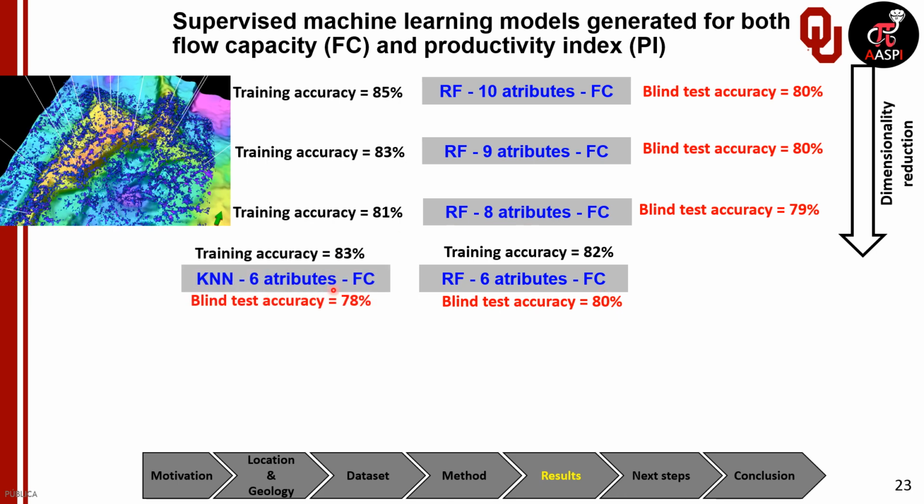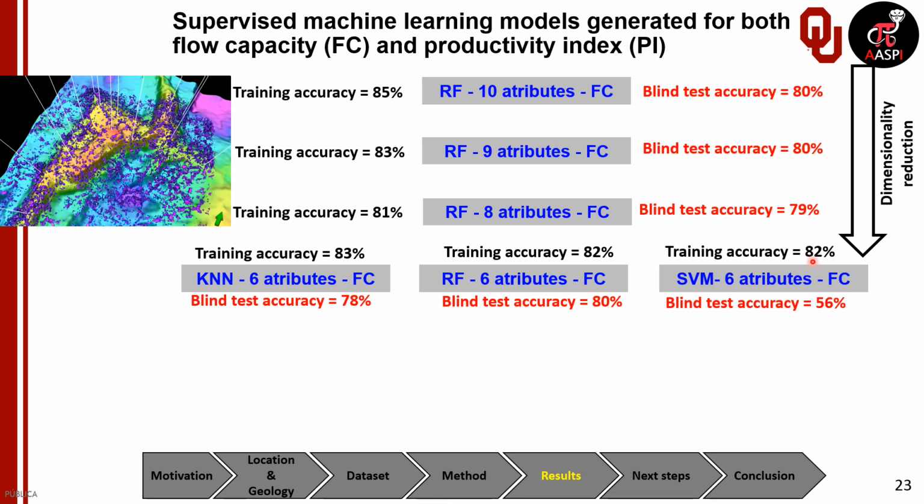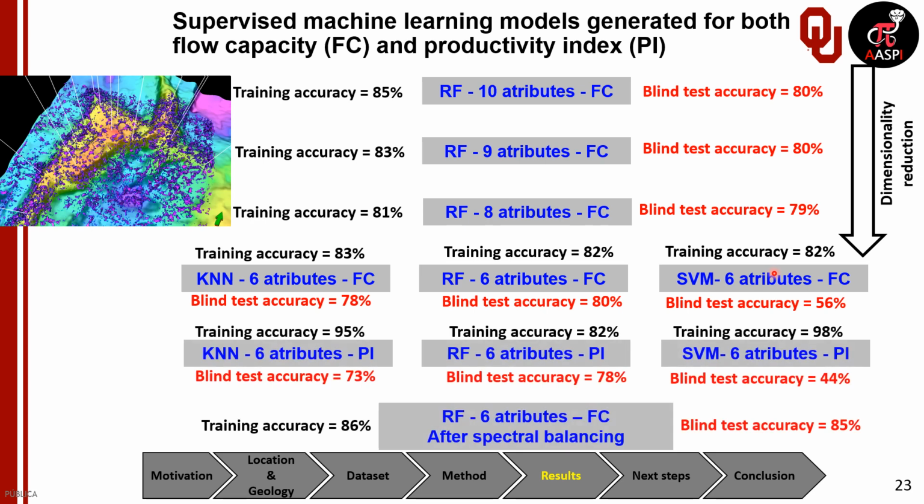And we compared across different estimators. Comparing with KNN, the results are very similar. But when you go to the support vector machines, they are kind of overfitted. And we did the same thing for the productivity index. Very similar accuracies between KNN and random forest in terms of blind test accuracy, but support vector machines are prone to overfit.